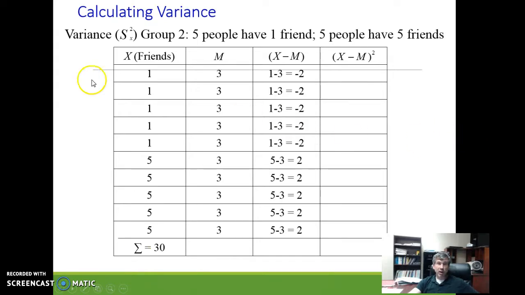But now we have deviations. And notice we have it organized, so we just subtract across. 1 minus 3, negative 2. 5 minus 3 is 2. If we added all these up, they'd add to 0, so we're not going to do that. We're going to square them. They all square to 4.